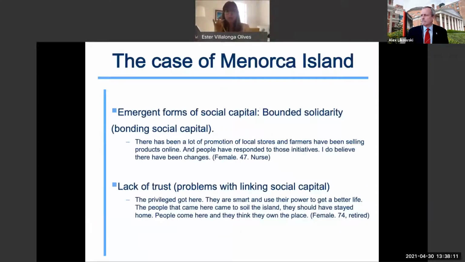So to give you some examples of quotes, I have to be very brief here, but for example, for bonding social capital, I got information about bounded solidarity, emergent forms of social capital. There was a person, a nurse who was 47, a female, who was talking about the promotion of local stores and farmers that were selling products online because they had to almost close the business.